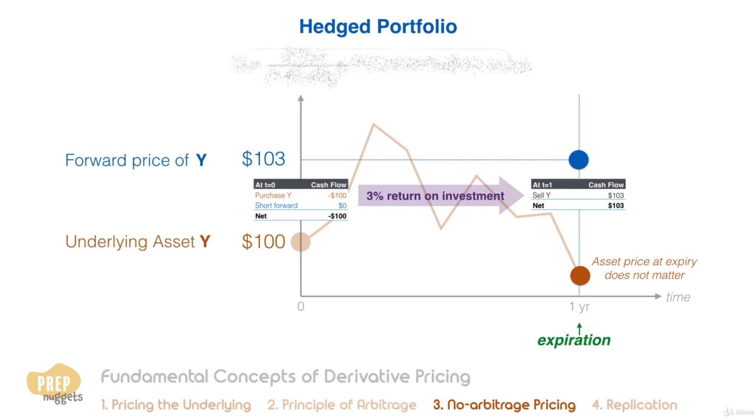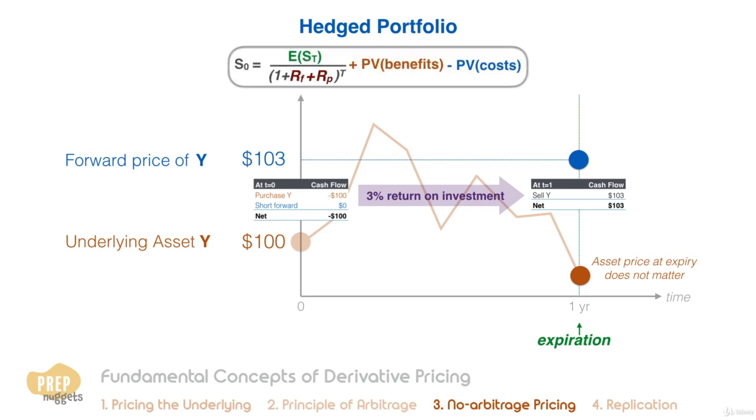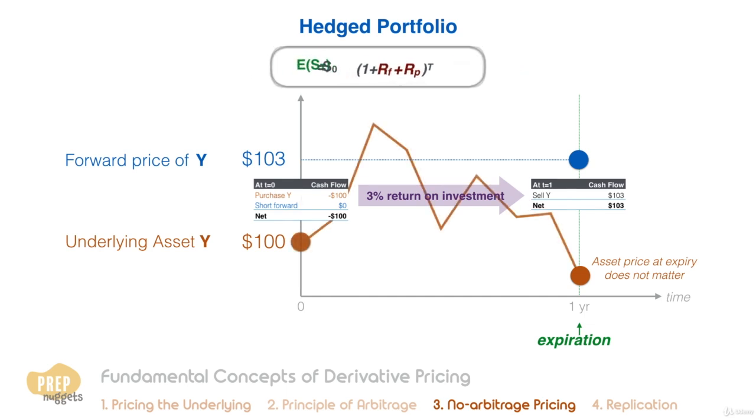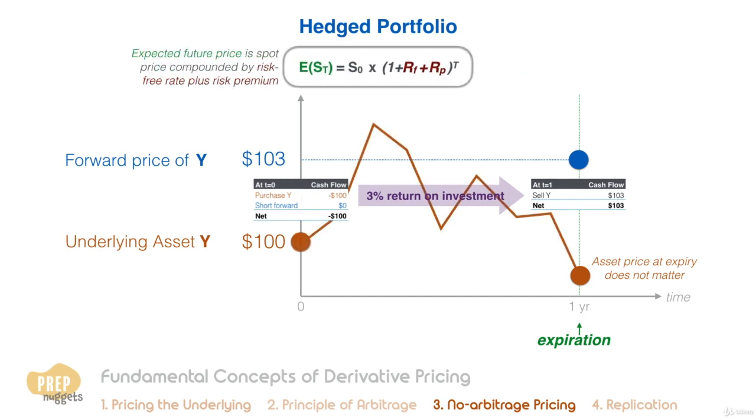Now, let's bring back the asset pricing equation that we've learnt earlier. Let's assume that holding the asset has negligible costs and benefits. The expected future price is therefore the spot price, compounded by risk-free rate plus risk premium. Let's assume also that the risk-free rate at time zero is 3%. If that's true, this means that the risk premium in this case is zero. Now, we know that for a risk-averse investor, zero risk premium would not hold. So, is there a pricing error of the forward at time zero?